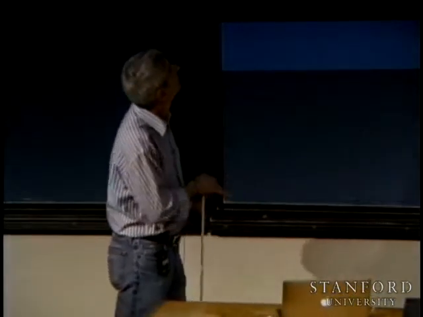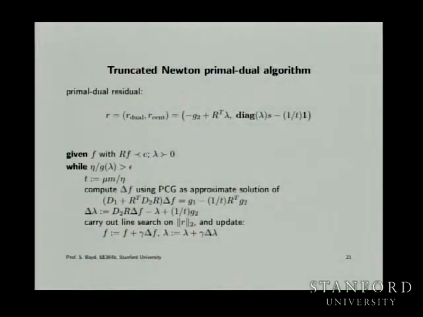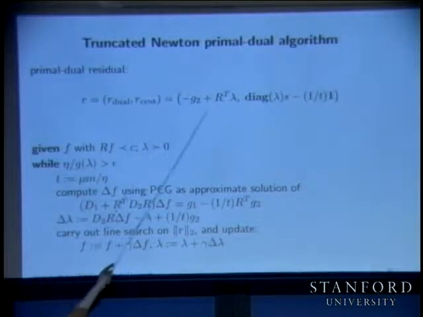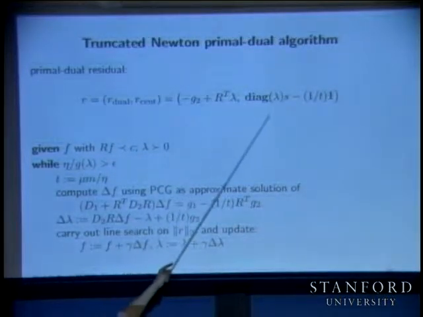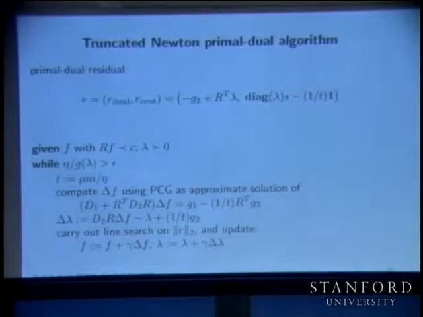The primal dual residual is this. You break it into two parts. That's the dual residual, and that's the centering residual. And then the algorithm just looks like this. This is the standard one. If you solve this exactly, it would be a primal dual method, and you'd expect it to converge in the usual 30 to 50 steps. But instead, we're going to solve this system here approximately using PCG. And then you do a line search on the norm of the residual, which is standard, and so on. Okay.